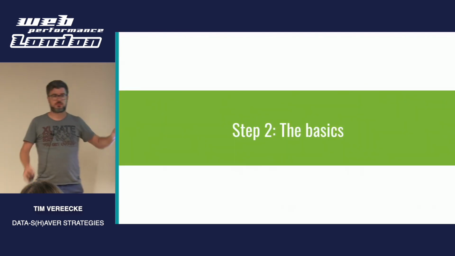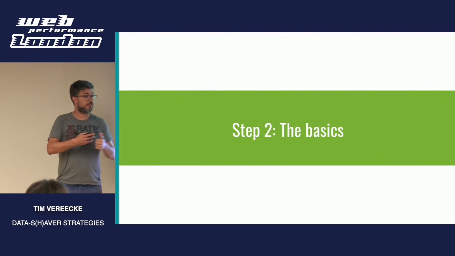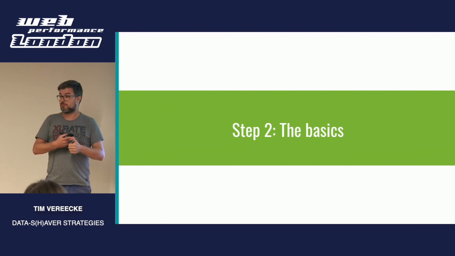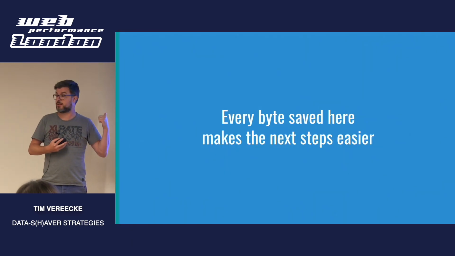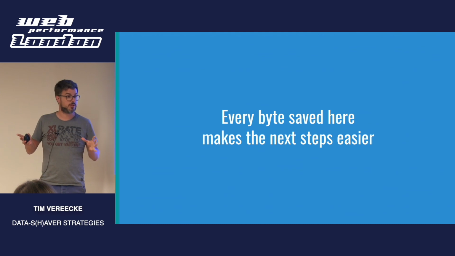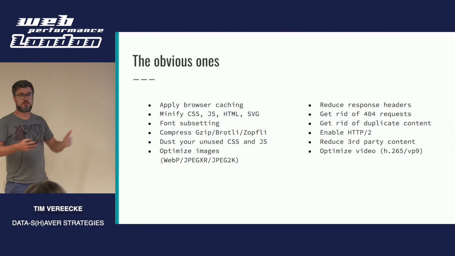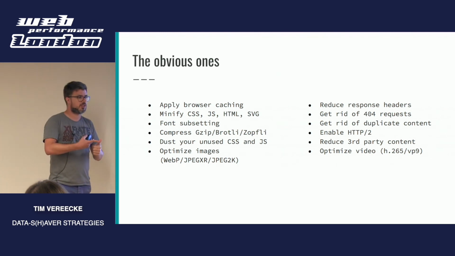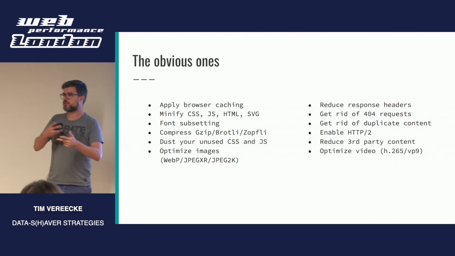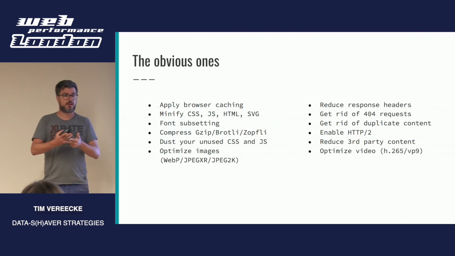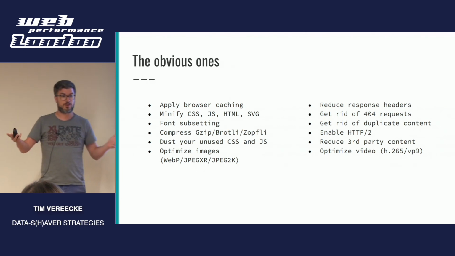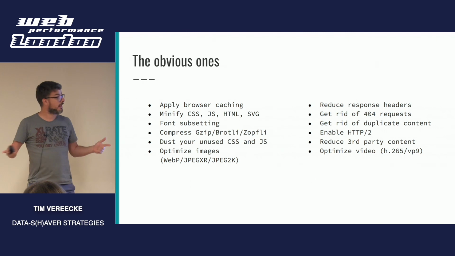So that was it. I decided I need to do something. The first step you can do is make your desktop version as small as possible. Why? Because every byte you save in the full desktop version will make the next steps easier. Just a quick highlight, what can you do? Apply browser caching, gzip, Brotli compression, remove unwanted headers. Andrew, you're a big fan of removing unwanted headers. Get rid of those.